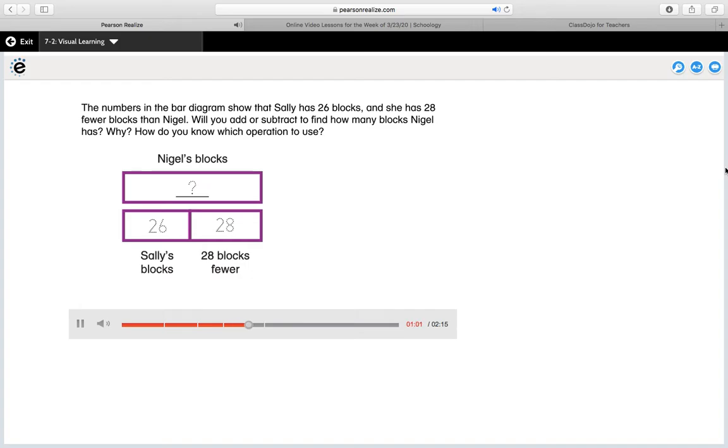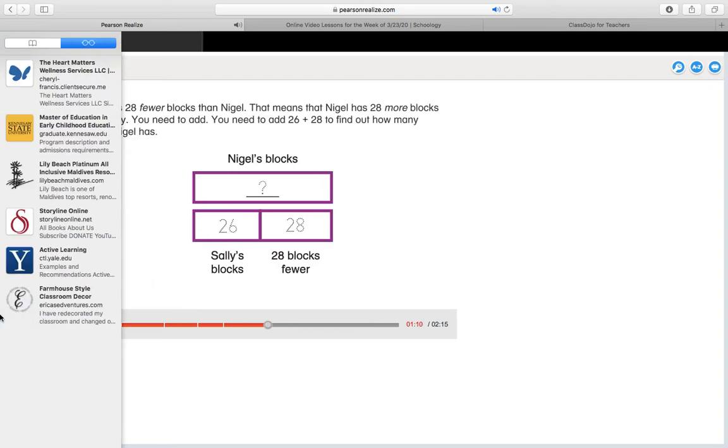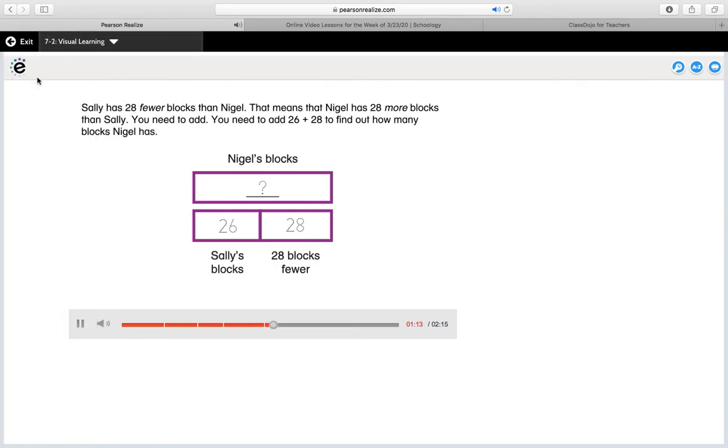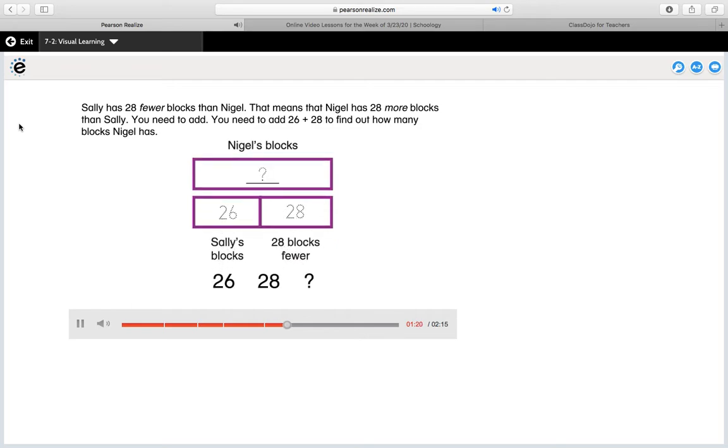Will you add or subtract to find how many blocks Nigel has? Why? How do you know which operation to use? Well, we know that when we're missing a whole and we have two parts, we're solving an addition problem, because we're not missing a part, we're missing a whole. Sally has 28 fewer blocks than Nigel. That means that Nigel has 28 more blocks than Sally. You need to add 26 plus 28 to find out how many blocks Nigel has.